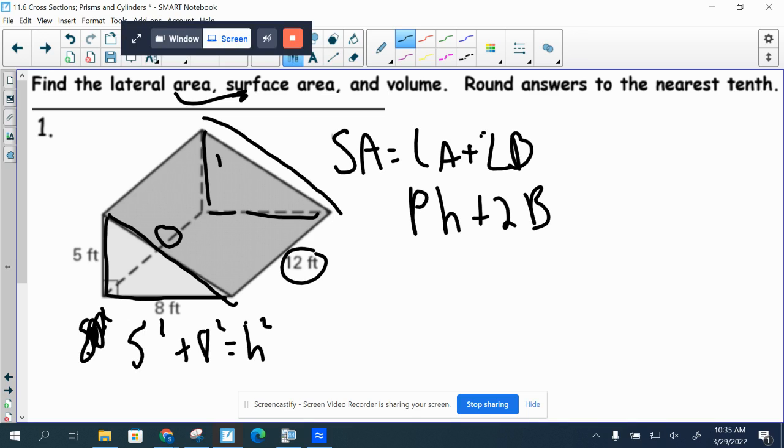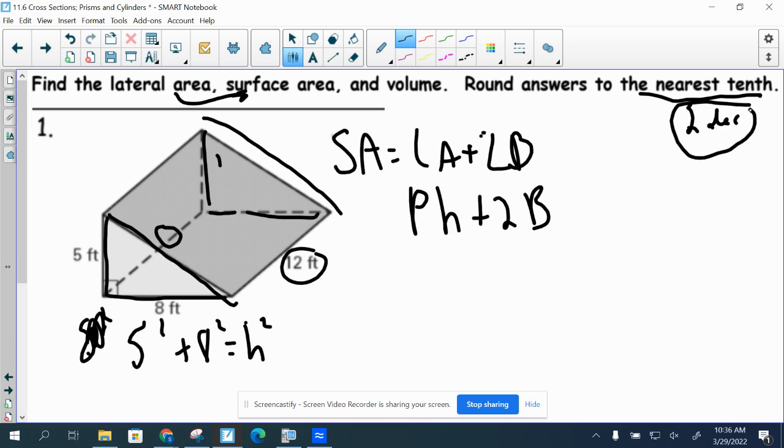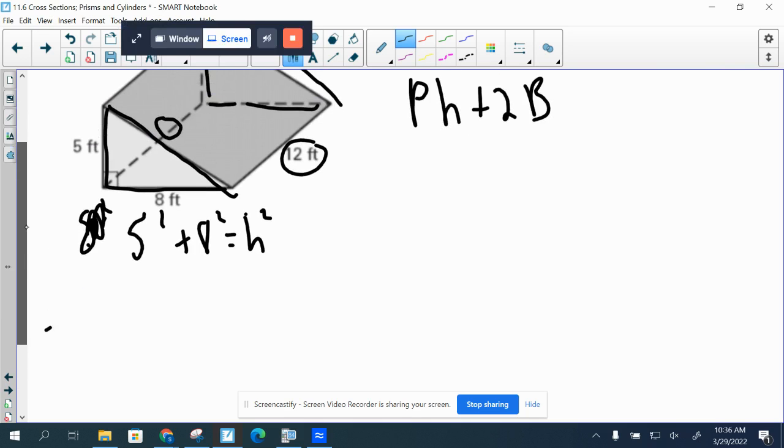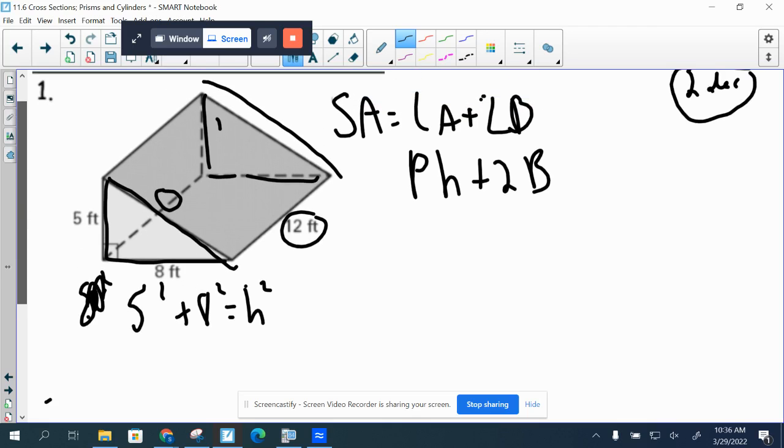Now, here's a rule for Edulastic: if you're rounding to the nearest tenth, let's round our intermediate calculations to 2 decimal places. On a test or a quiz, you could always just leave your answers as exact answers, but for Edulastic, so that we can all be on the same page with the rounding, because even if you're off by a decimal place, it's going to mark it wrong. Let's do this rule. So 5 squared plus 8 squared equals h squared.